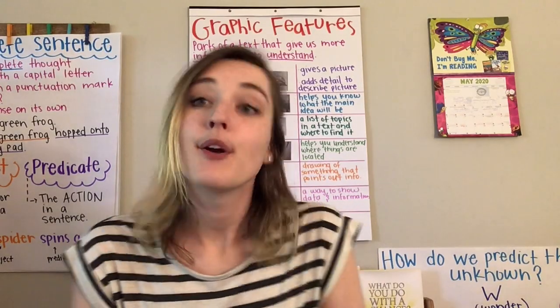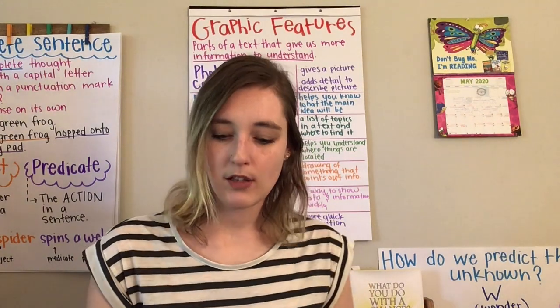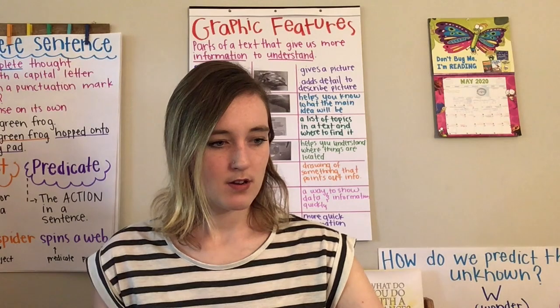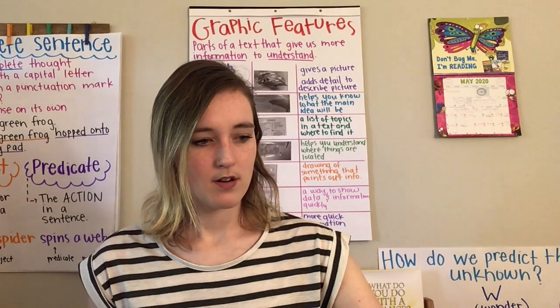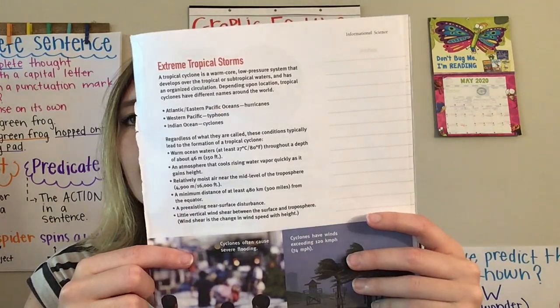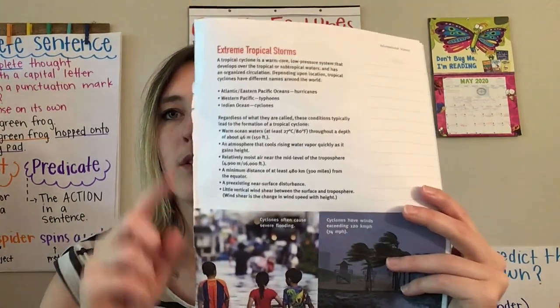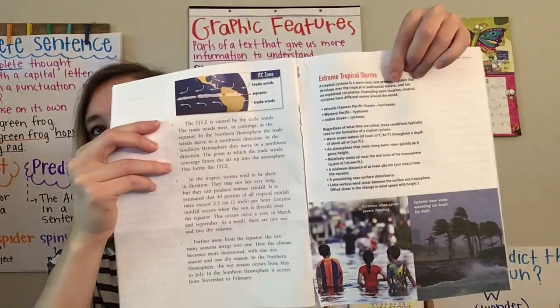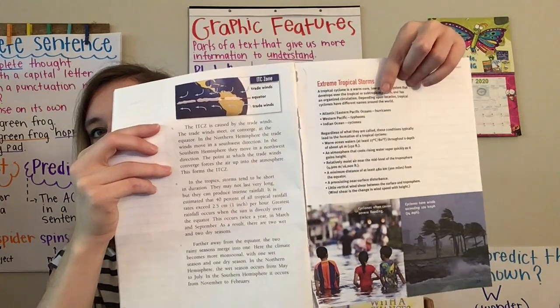All right, and then we're going to go on to the second graphic feature, which says cyclones, page 25. Look at this. So this is page 25. I noticed something about this text. This is our regular text. What do you notice about over here? It's got a heading.